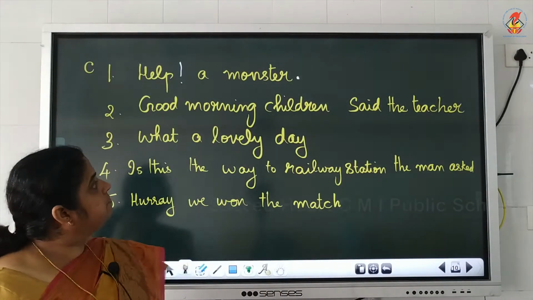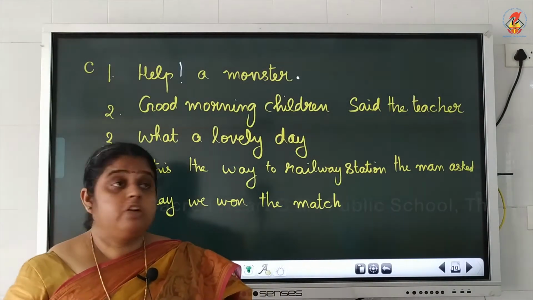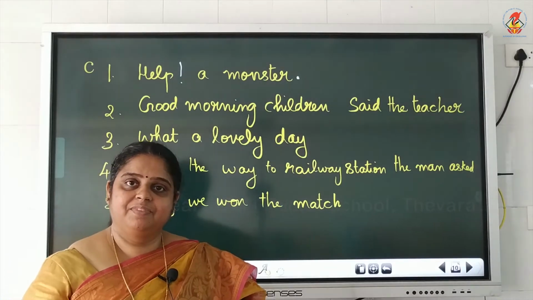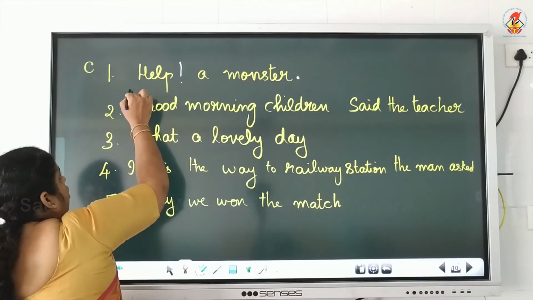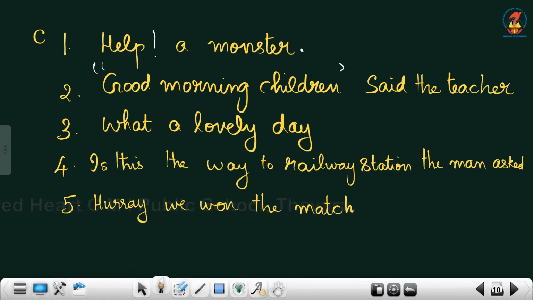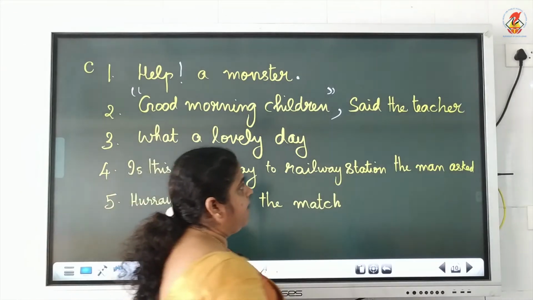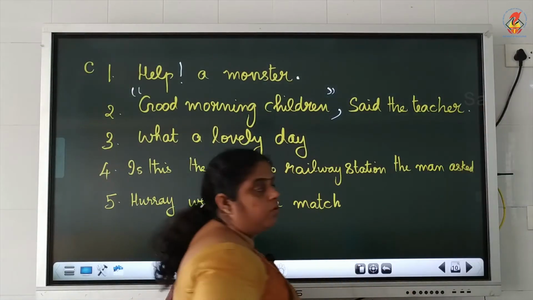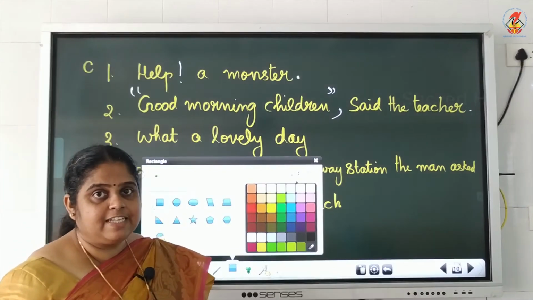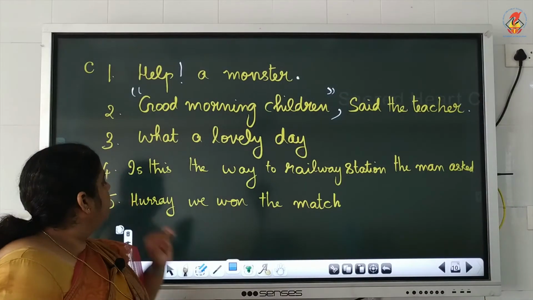Then second one, "Good morning children," said the teacher. "Good morning children" is the original words of the teacher, so it should be put in inverted commas. And after that, there is a separation, a break. So, "Good morning children," said the teacher. And after teacher, we have to put the full stop also. Did you understand?